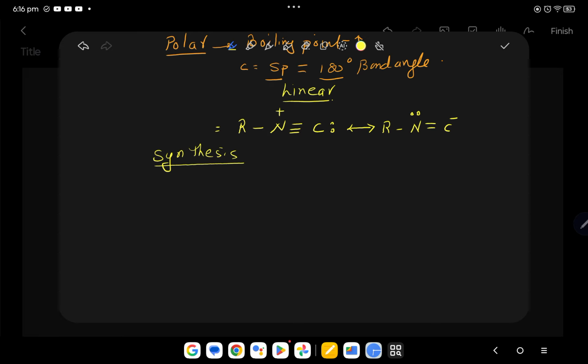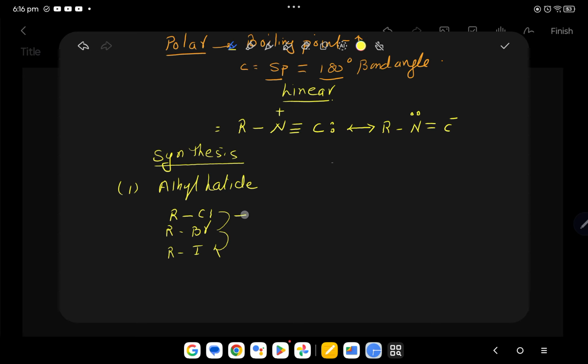Now, synthesis we generally do first from alkyl halides. You already know that alkyl halides are able to undergo nucleophilic substitution reactions, and the order of reactivity is generally RCl, then RBr and RI. The reason is that as the size increases, bond length increases, so it is easier to break the bond, and it becomes easier for them to undergo nucleophilic substitution reaction.